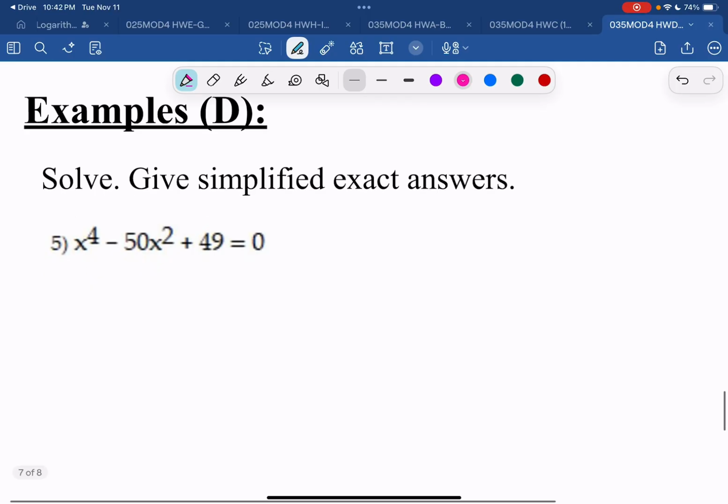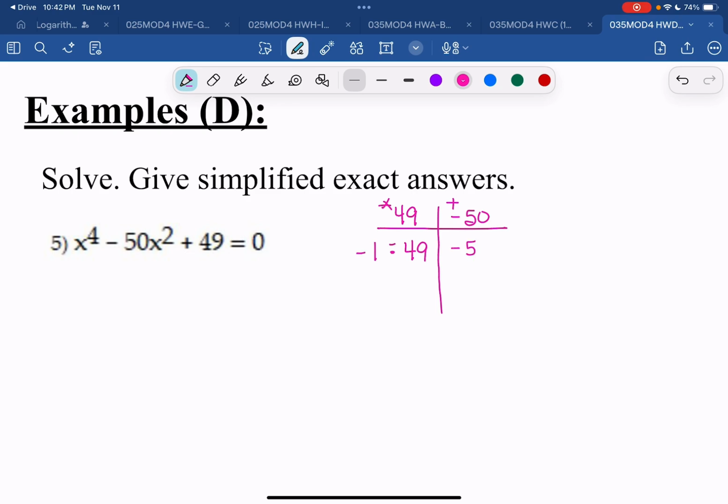So this one, we're going to factor it. We're going to look for numbers that multiply to 49 and add to negative 50. So if we had 1 times 49, that would give me 49, but I need them to be negative, and that would give me negative 50. So if I factored this and did x minus 1 and x minus 49, if I multiplied it back out, I'd get x times x, but I need x to the fourth. So remember, we're going to make these squared.